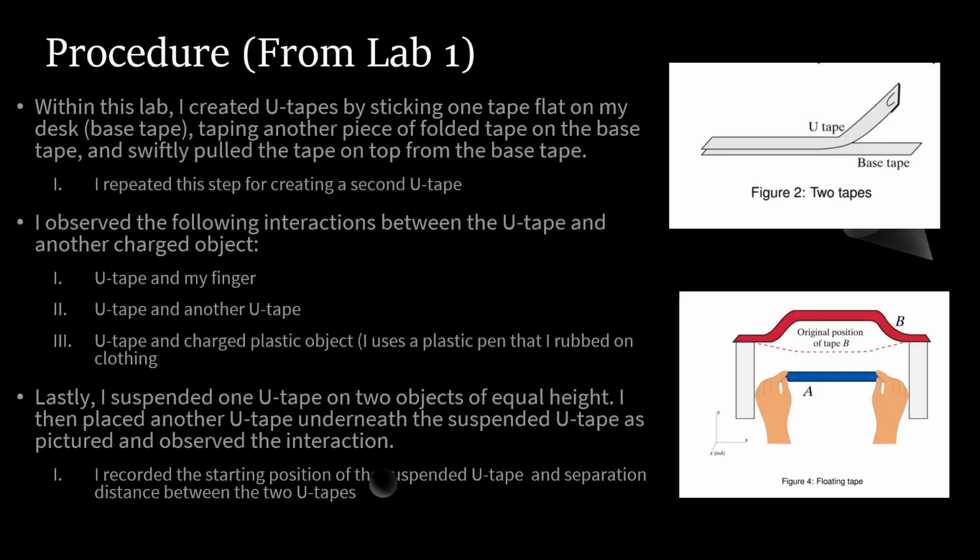Here's the procedure for the lab. I create a U-tape by sticking one tape flat on my desk, taping another piece of folded tape on the base tape, and stiffly pulling the tape off the base tape. I then observe the following interactions between a U-tape and another object, including my finger, another U-tape, and a charged plastic pen. Lastly, I suspended one U-tape on two objects of equal height, and then placed another U-tape underneath the suspended U-tape and observed the interaction, recording the separation distance between the two U-tapes.